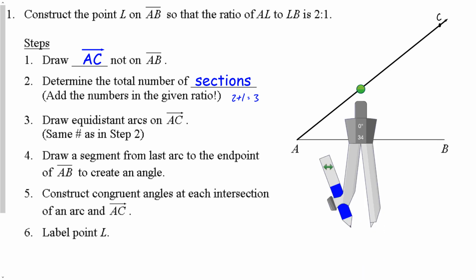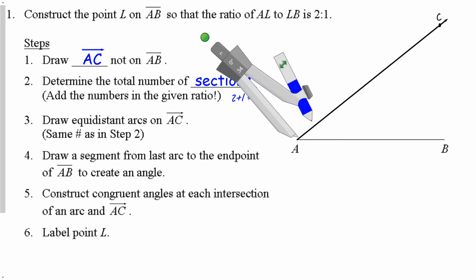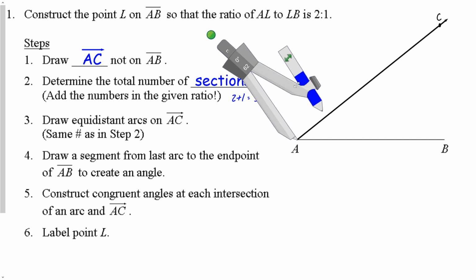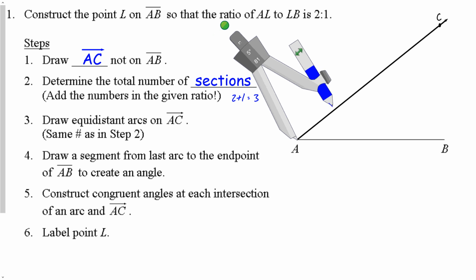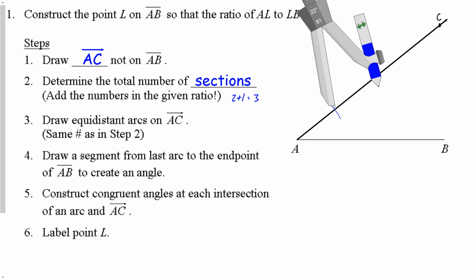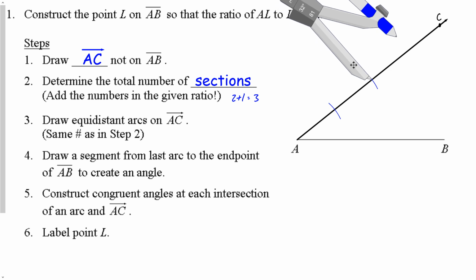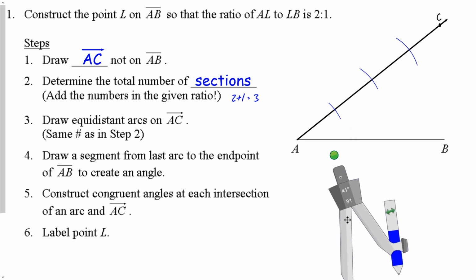Now we're going to take our compass and draw equidistant arcs on this ray that we added to our picture. Equidistant means we use the same setting each time, and we can pick whatever setting we want, and we have to make as many arcs as we have sections from step 2. First, start at the endpoint of the ray and make my first arc, move my compass to that intersection, make my next arc, and one more time, move my compass to my new intersection and make my last arc. I've made 3 arcs because I have 3 sections that I need to split segment AB into.